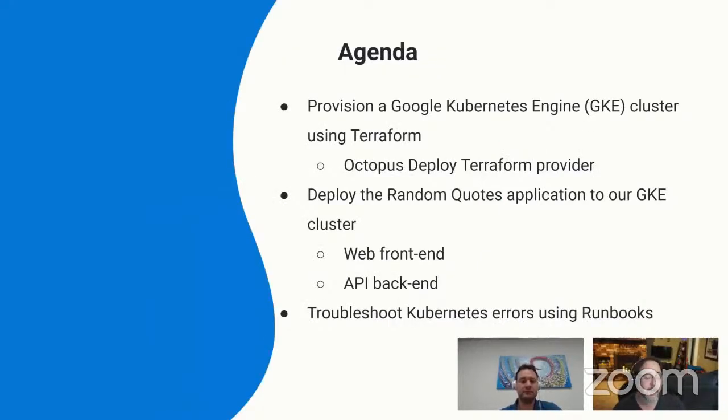So today we're going to provision a GKE cluster using Terraform. And not only that, we're going to be using the Octopus Deploy Terraform provider. So that's going to be really cool. We're going to be deploying the random quotes application, which consists of a front end and a back end. And Matt will go into more details about that. And lastly, we're going to troubleshoot a failed Kubernetes deployment using some runbooks. So this is a good opportunity to see how those can be added.